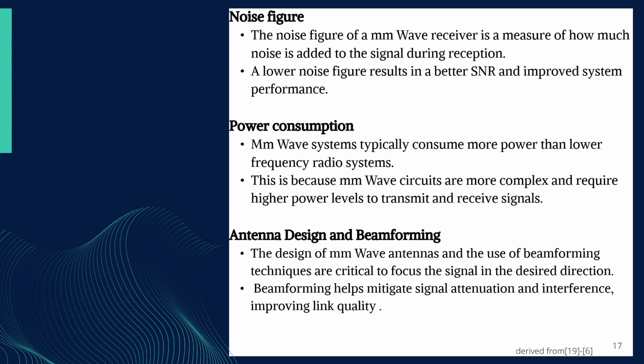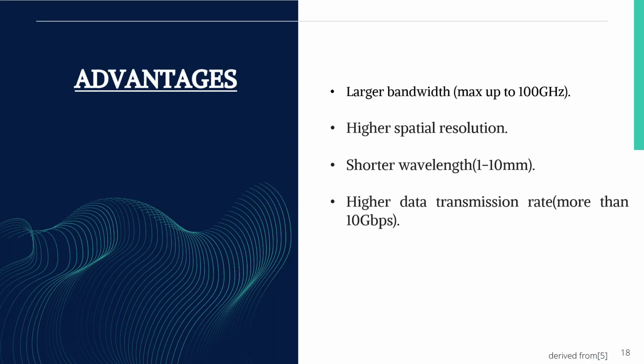Next one is antenna design and beamforming. The design of millimeter wave antennas and the use of beamforming techniques are critical to focus the signal in the desired direction. Beamforming helps mitigate signal attenuation and interference, improving link quality. Antenna design and beamforming mainly use antenna arrays. Antenna arrays are groups of antennas connected together for beamforming purposes. Beamforming mainly focuses a signal in a specific direction.